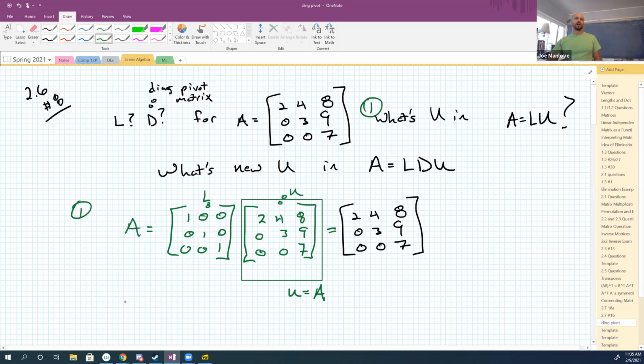All right. How about for kind of question 2 here? What's the new U in LDU? Well, D is supposed to be the diagonal pivot matrix. So what are the pivots here for my matrix A?